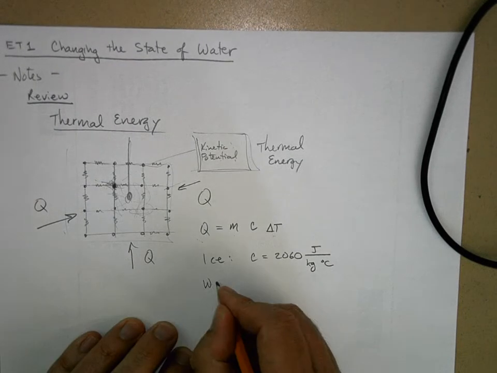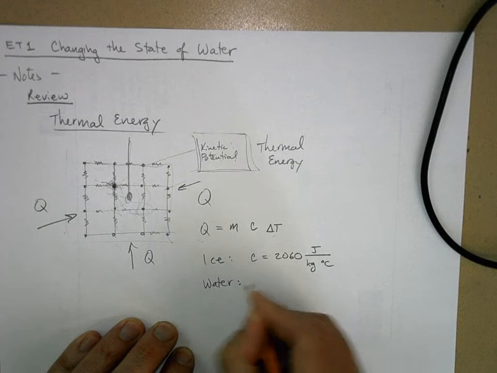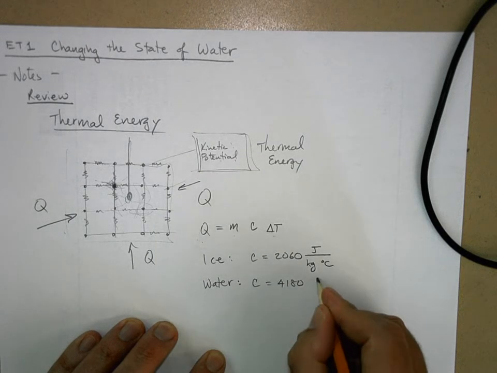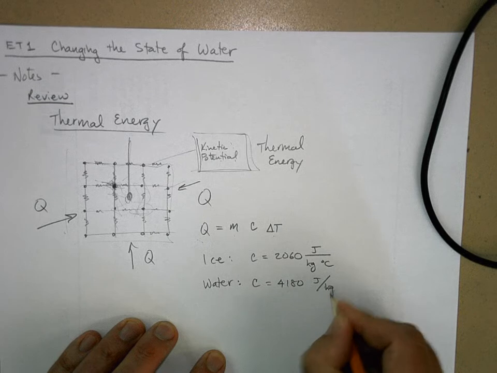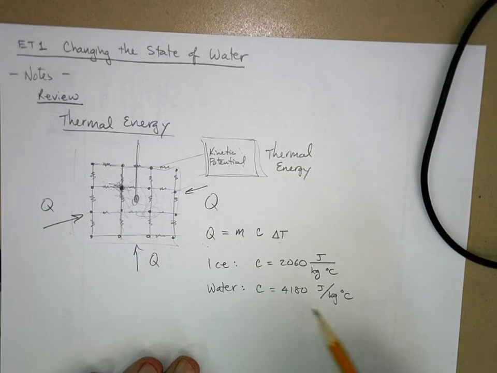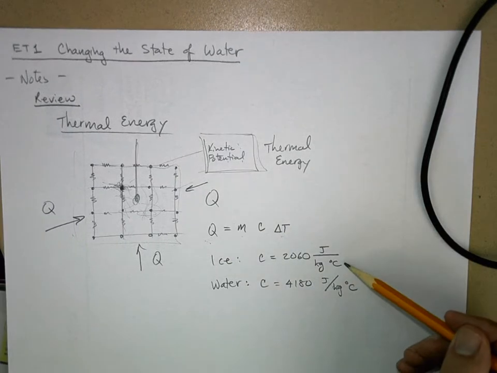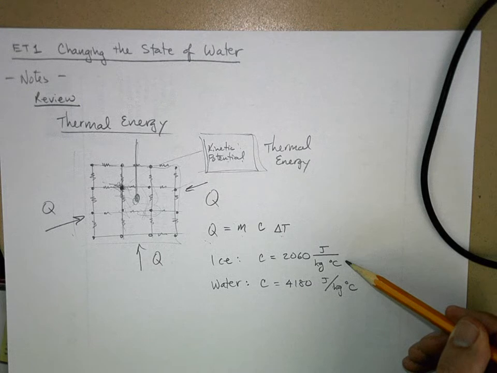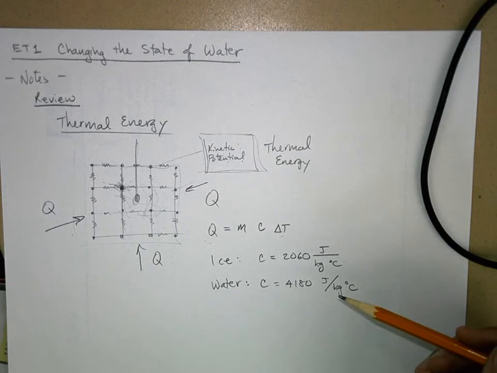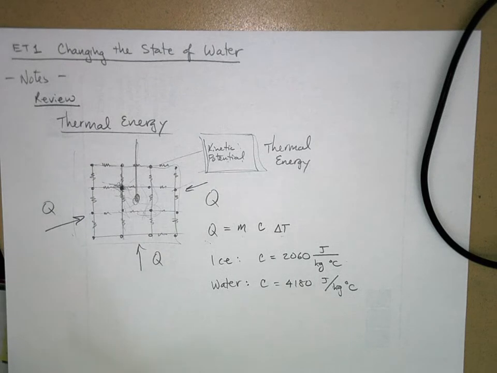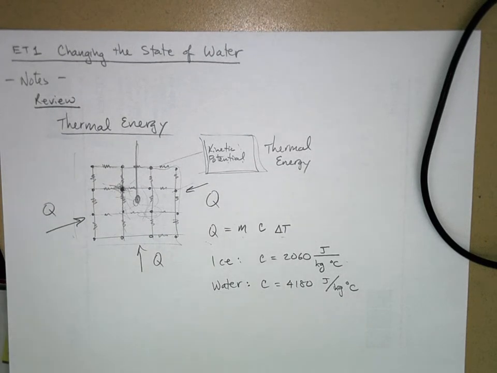Now for water, the specific heat is even bigger. It's 4,180 joules per kilogram degree Celsius. So it takes over twice as much energy to raise the temperature of liquid water as it does to raise the temperature of ice. But of course, there is a maximum temperature at which ice can reach before the bonds start breaking.